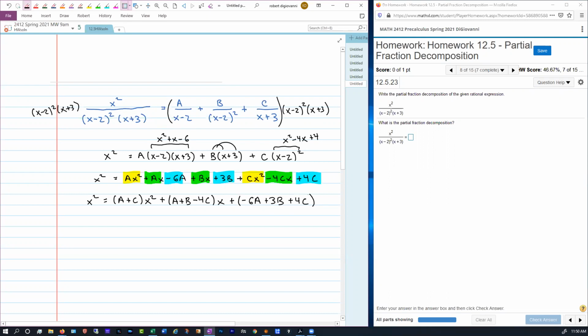Okay, so now let's match coefficients. So I can see that the a plus c must be equal to the coefficient from x squared, which is 1. So a, leave a space there for the b, plus c must be 1. All right, the next one is that all of this has to be the coefficient from x. There is no x, so it's got to be a plus b minus 4c equals 0. And then the last one is that -6a plus 3b plus 4c must equal 0 again, because I don't have another number here by itself.